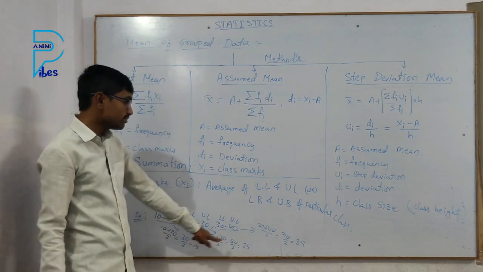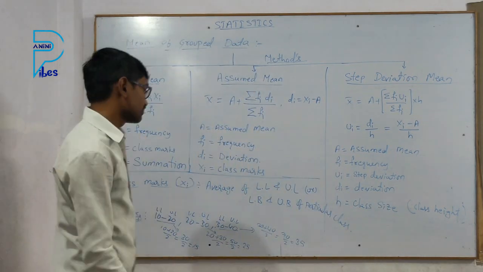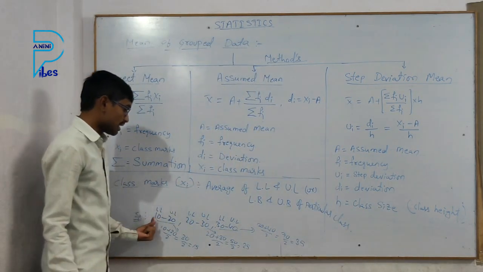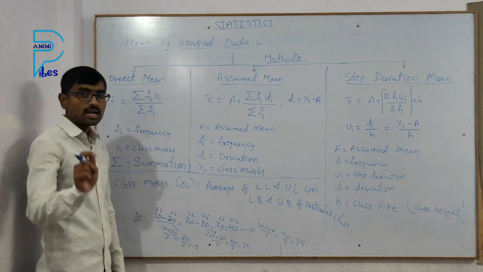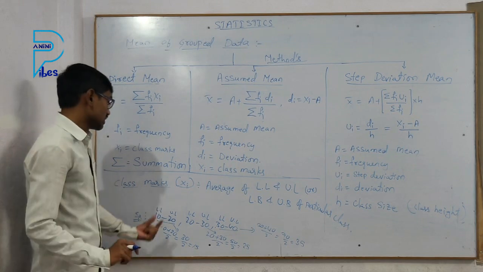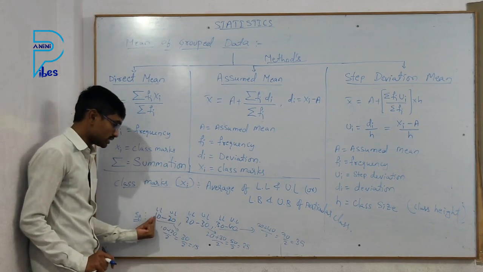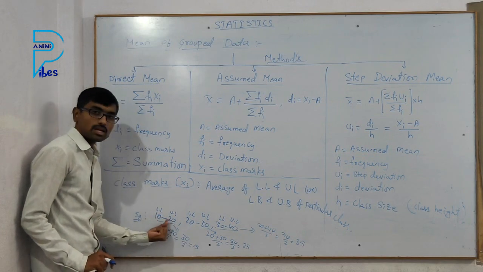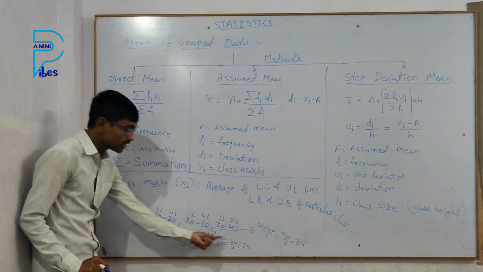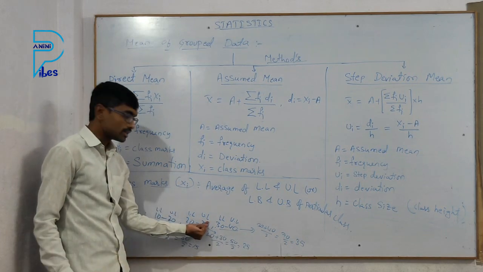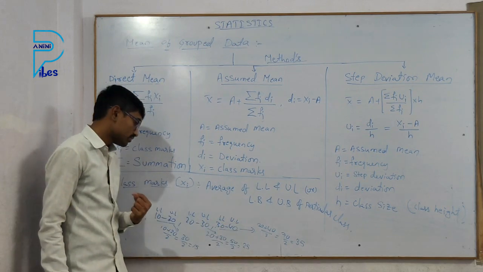So these 15, 25 and 35 are called class marks. Okay, what is class marks? Average of minimum value and maximum value. So the class marks will always be present in between these two values, minimum and maximum values. This is exactly in the middle. See, 10 and 20, so we will get 15 exactly in the middle of 10 and 20. Here 25 is exactly in the middle of 20 and 30, and 35 exactly in the middle of 30 and 40.